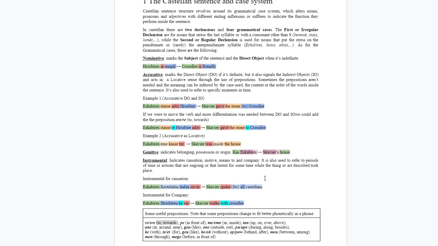So these different functions that a word can do inside a sentence, that's what we call the grammatical cases, and this will change the form of the word depending on the action they are serving inside of the sentence. So we will take a look over all four of them. There are four grammatical cases in Castellan: nominative, accusative, genitive, and instrumental.